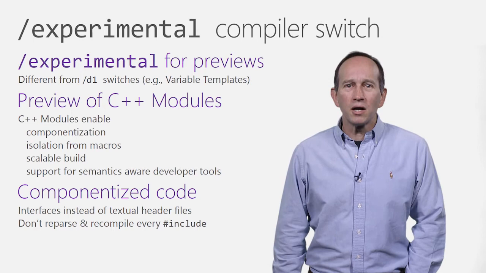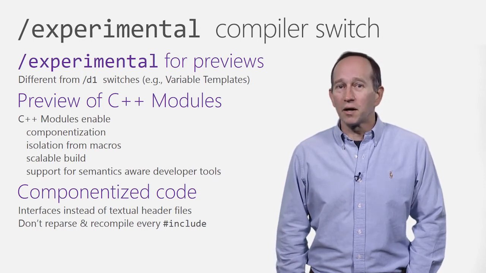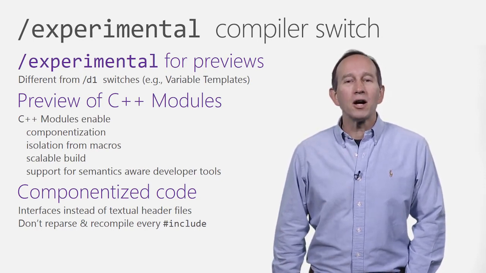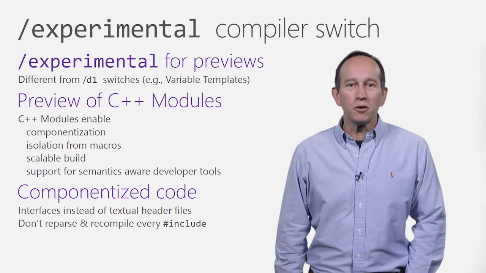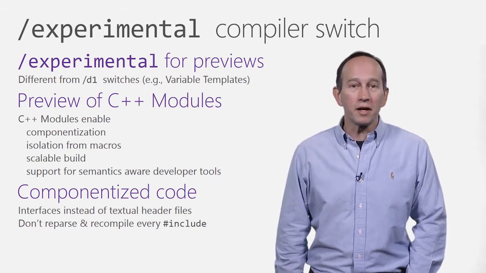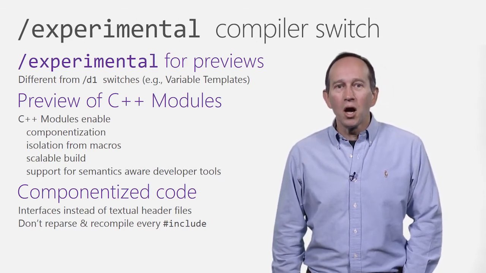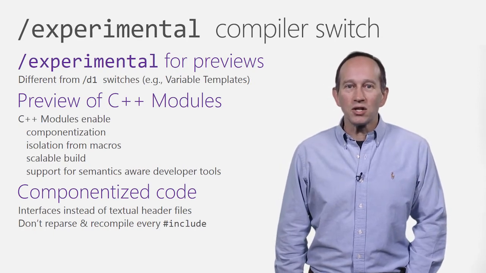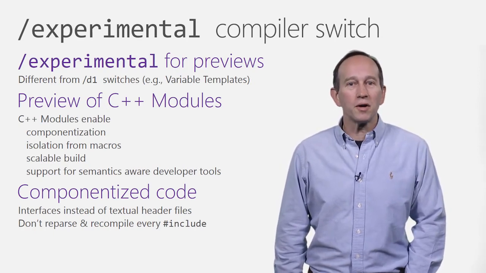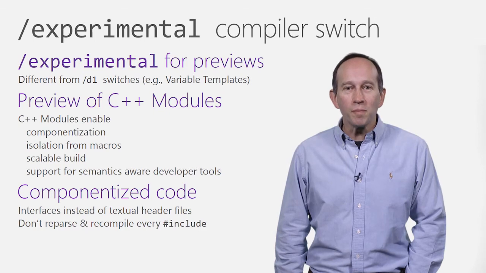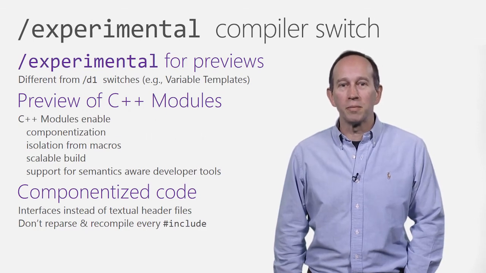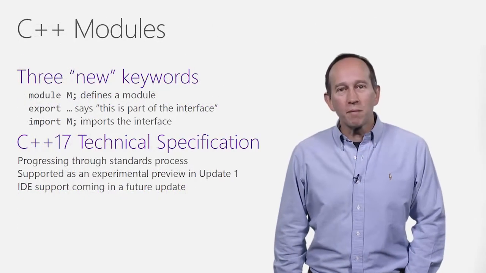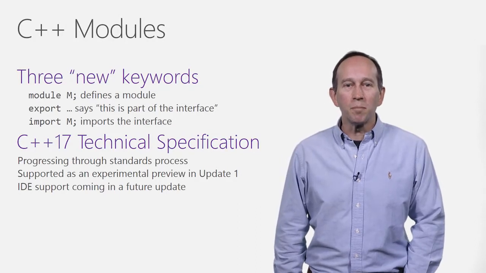C++ modules are the first preview feature being guarded under the experimental switch. Modules let you create componentized code. You define an interface for your library rather than including textual header files. But this isn't just about componentization. It also speeds up your builds because you're not reparsing and recompiling all those pound includes for every source file in your build. C++ modules are a real language feature, not just a build system improvement like precompiled headers are.